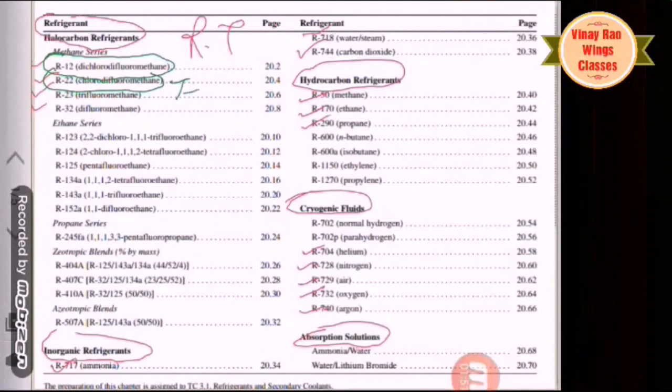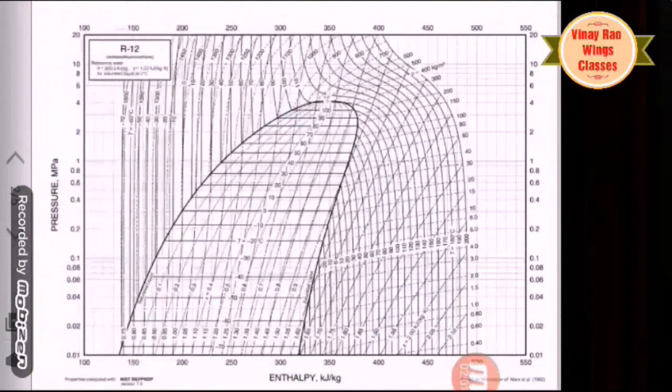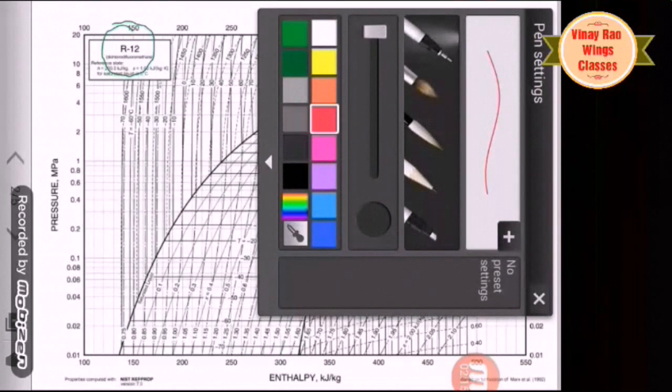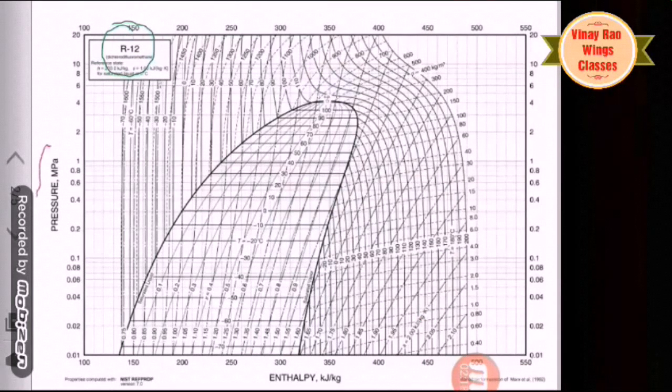I already explained the TS diagram. Now I am explaining the PS diagram of R12. This is the diagram for R12. The refrigerant used is R12, dichlorodifluoromethane. The designation of the refrigerant is R12. This is the pH chart for R12, with pressure on the y-axis and enthalpy on the x-axis. That means P for pressure, H for enthalpy.